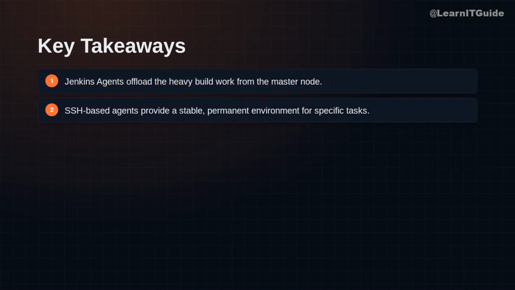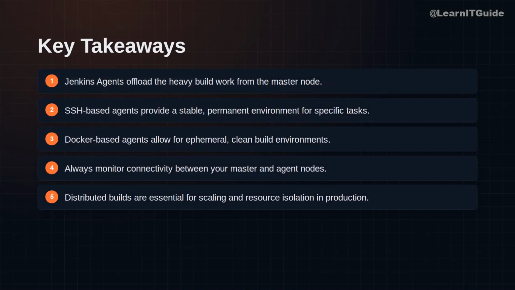To recap, Jenkins agents are the key to scaling your CI or CD. We learned that agents offload the heavy build work from the master node. We saw that SSH-based agents provide a stable environment for specific tasks, while Docker-based agents give you clean, ephemeral build environments. Remember to always monitor the connectivity between your master and agent nodes. And finally, remember that distributed builds are essential for scaling and resource isolation in production. These are the core concepts you need to build a robust pipeline.